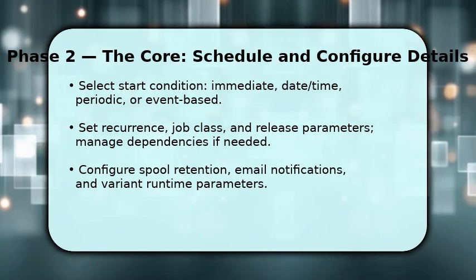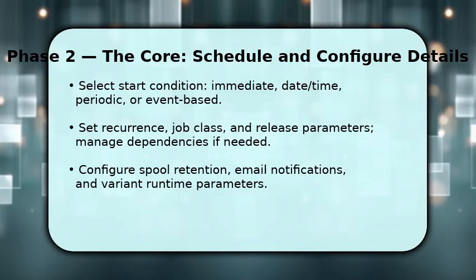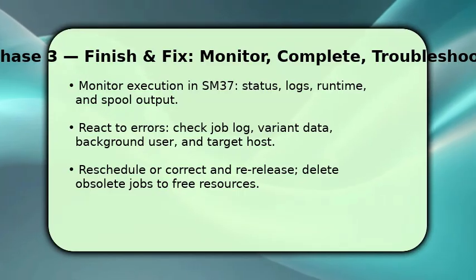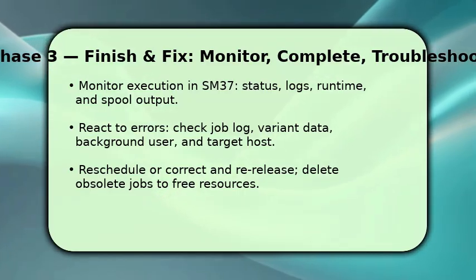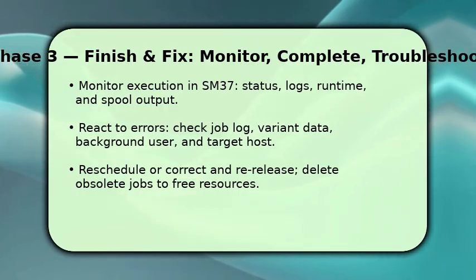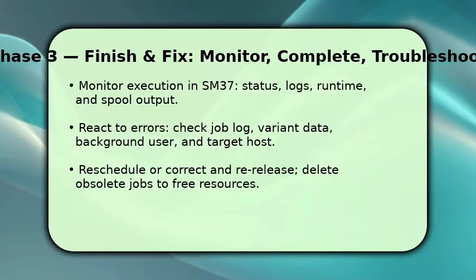After scheduling, monitor the job in SM37 to confirm success. Check status, runtime, and the job log for messages. If something fails, inspect the variant and parameters, validate the background user's authorizations, and confirm the target host is available. Once fixed, adjust schedule or re-release the job.